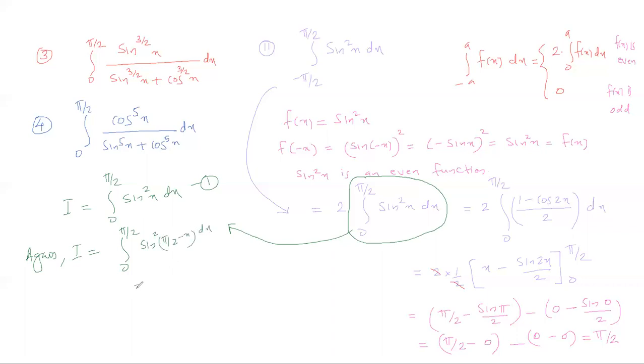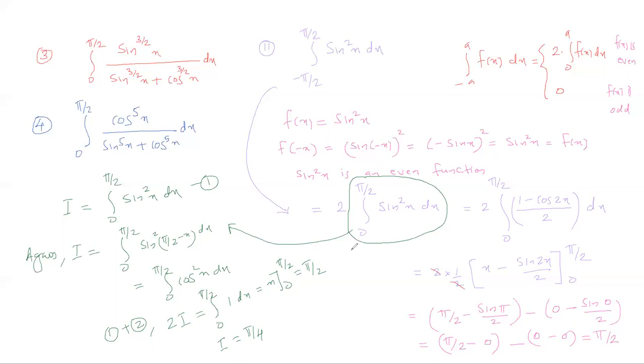So sin(pi/2 - x) is cos x. So it is integral 0 to pi/2 cos square x dx. Add 1 and 2. You will get 2I is equal to integral 0 to pi/2 of sin square x plus cos square x, that is 1, dx. That means it is x from 0 to pi/2. So upper limit pi/2 minus 0. So that means I is equal to pi/4.